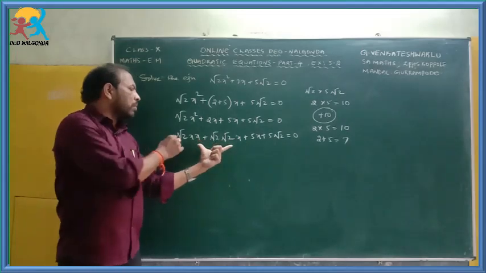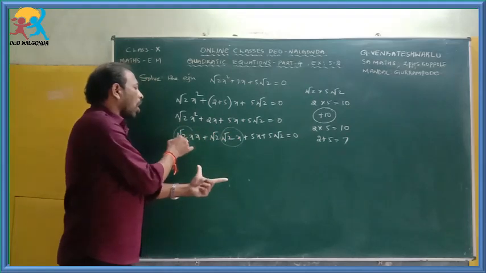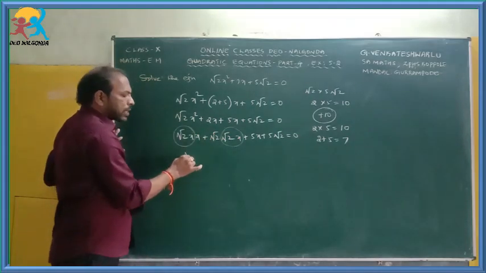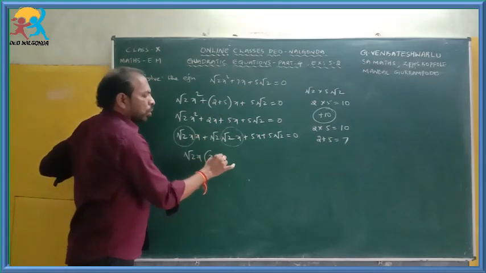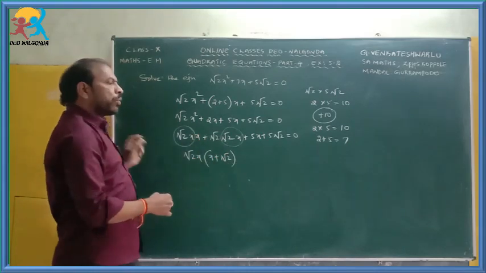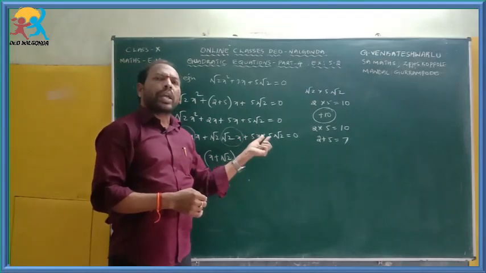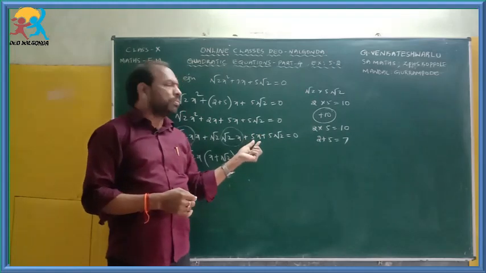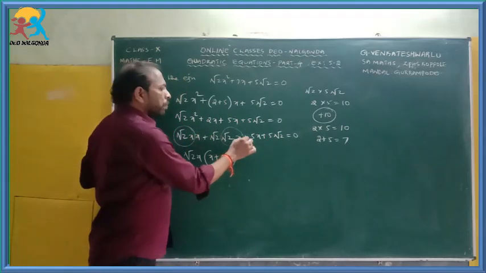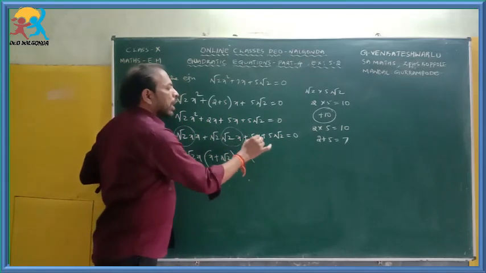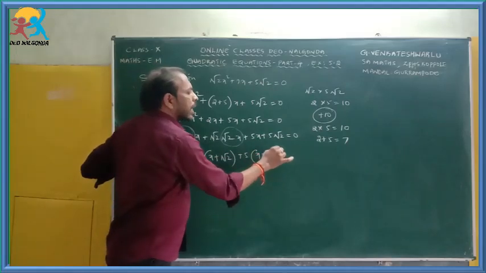From the first two terms, root 2x is taken as common. If root 2x is taken common, what is the remaining term? x plus root 2. From the second group, 5 is a common term for these two terms. So 5 is taken as common, the remaining coefficient is x, and the remaining term is root 2, equal to 0.